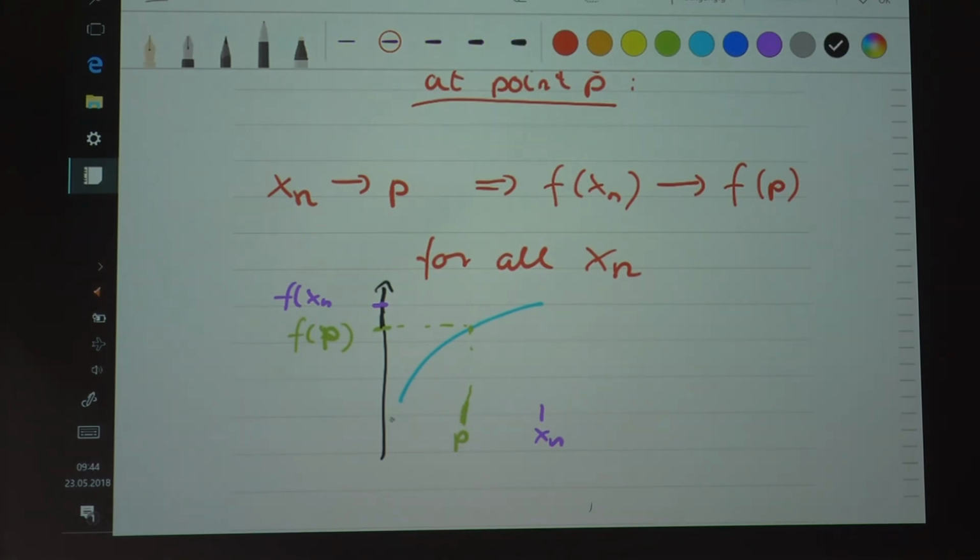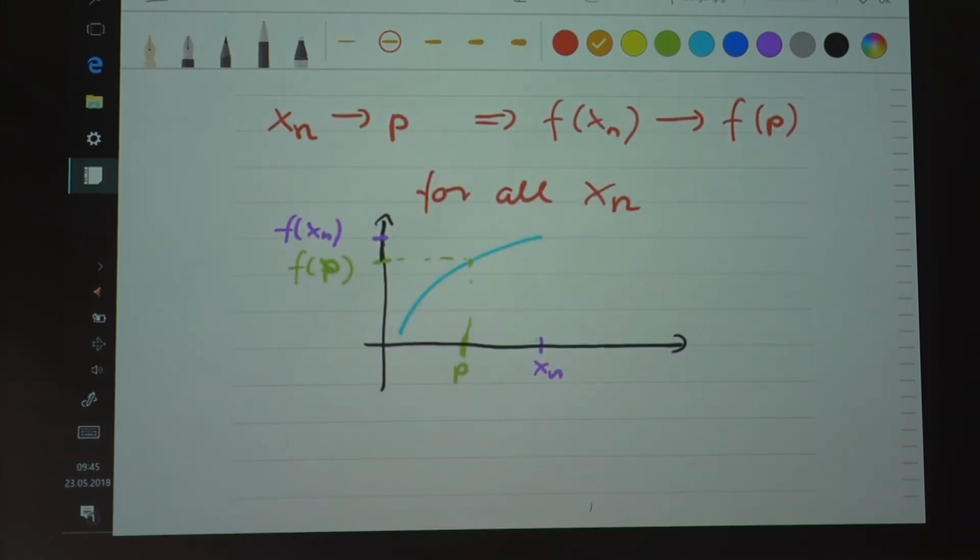Let me just demonstrate this again. Here you have a sequence xn somewhere, and the sequence approaches p, let's say from the right in this example, but it could be also from the left. The consequence would be that the image of the sequence would also approach the image of p. So in this case, you can say that the function f of x is continuous at point p. You understand?